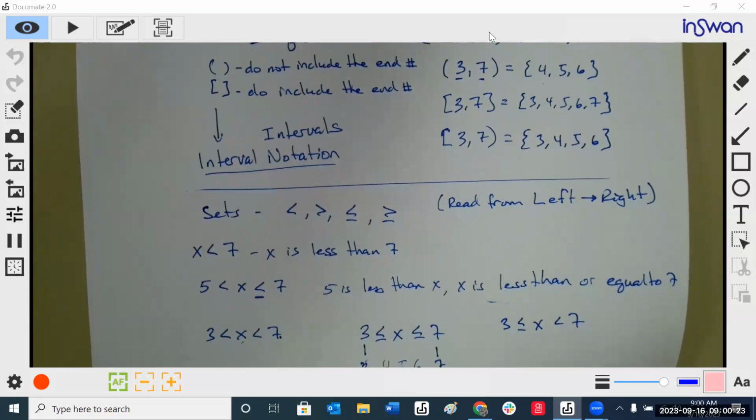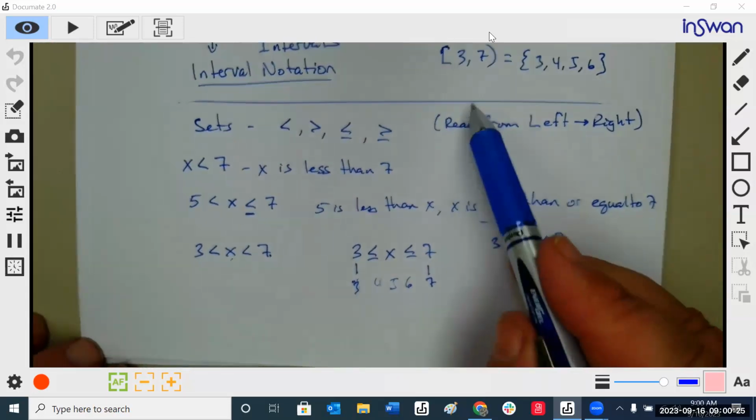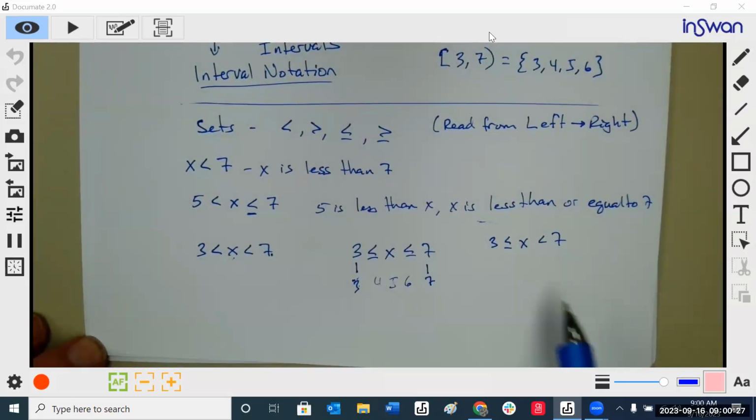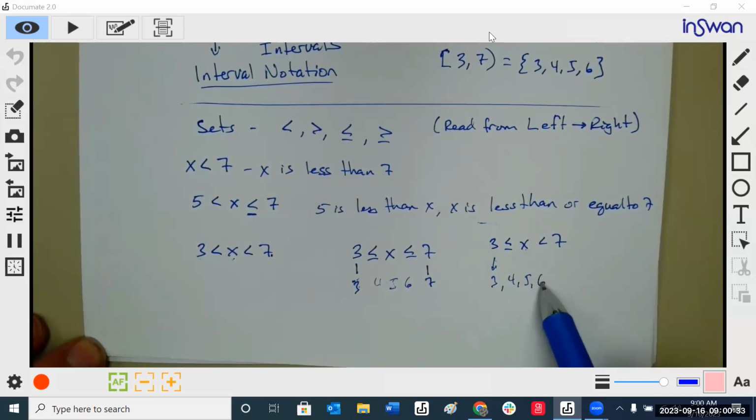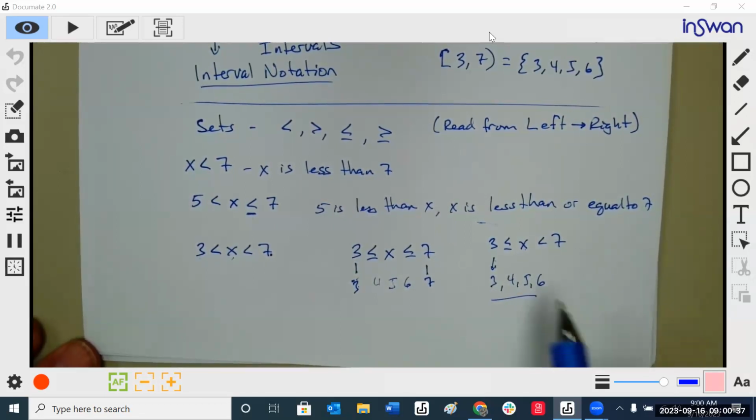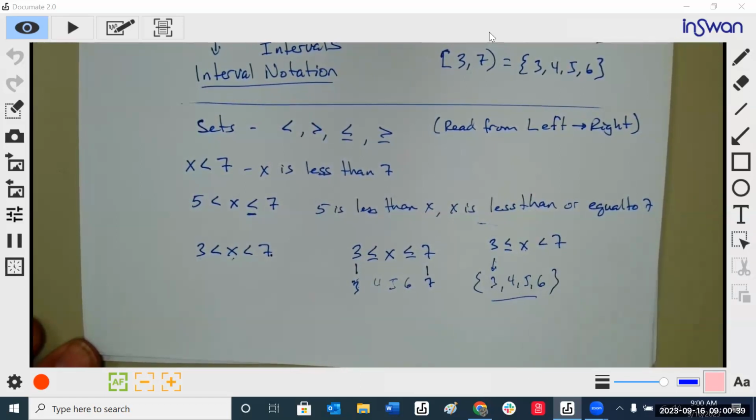And there's our last one. This is the same as that one, because I can include 3. So X is bigger than 3. So it's 3, 4, 5, 6, but it's strictly less than 7. 4, 5, 6. And remember, they're sets. So they mean the same stuff, it's just written differently.